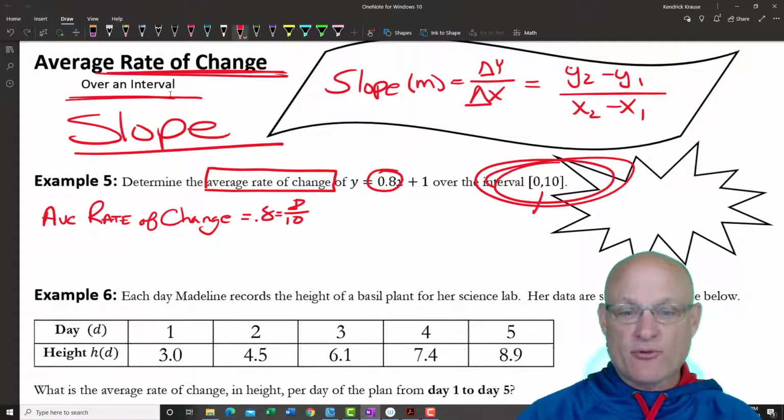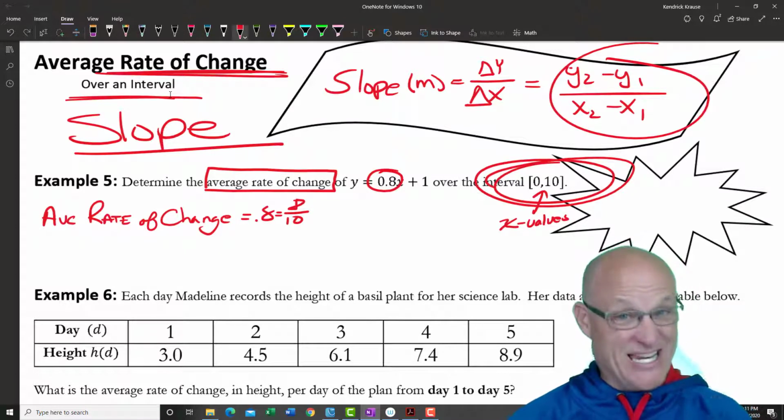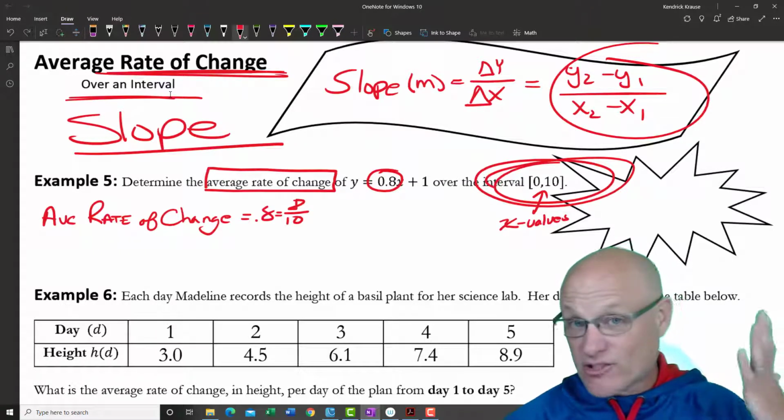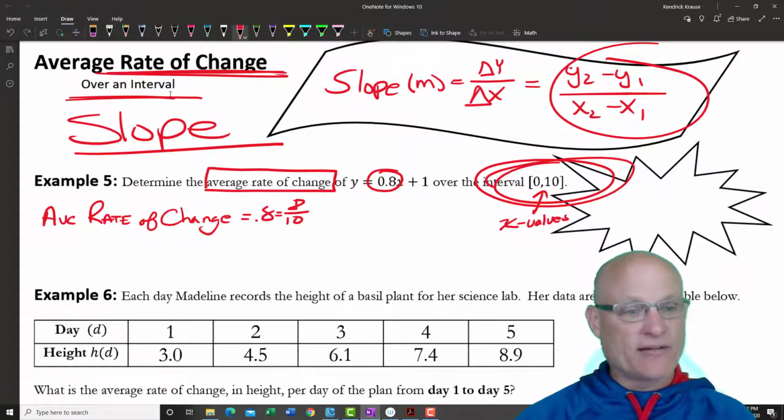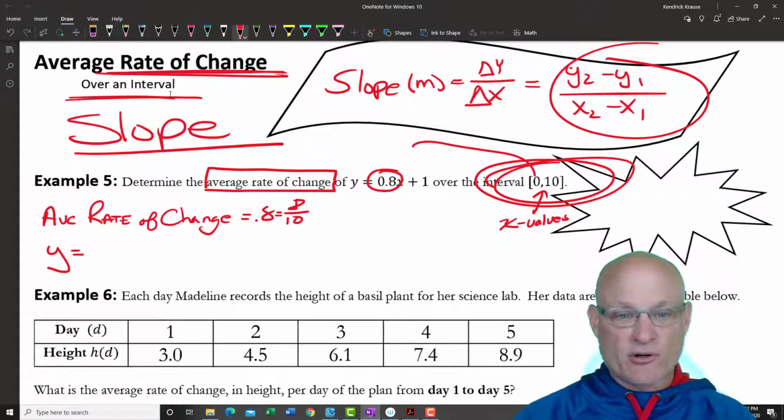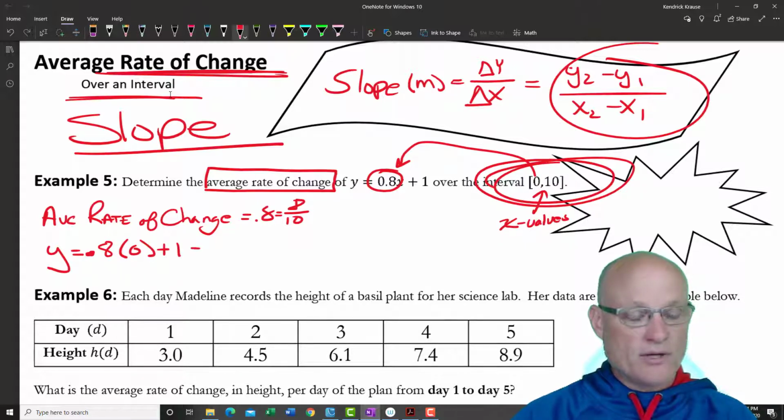So the first thing we want to do is figure out what our points are. When I give you these, these are your x values. So we're going to use these as our x values. Now, I have x's, I need y's, right? In order to find slope, it's the change in the y's over the change in the x's. So I'm going to figure out what the y value is. By plugging in first a 0, y is equal to 0.8 times 0 plus 1. Well, 0.8 times 0 is 0, plus 1 is 1. So my first point is 0, 1.